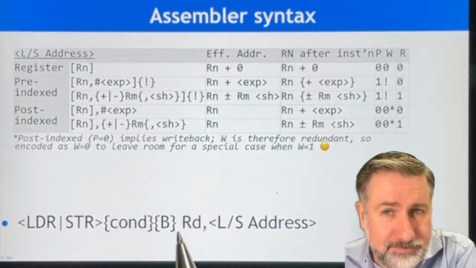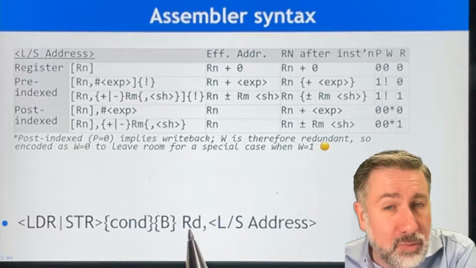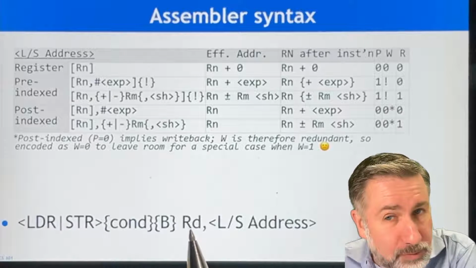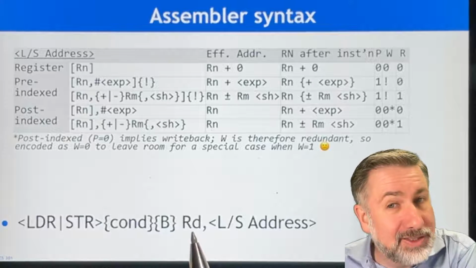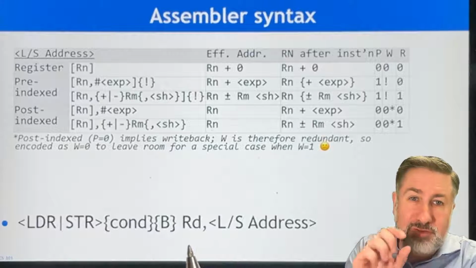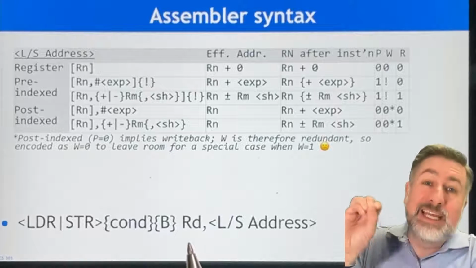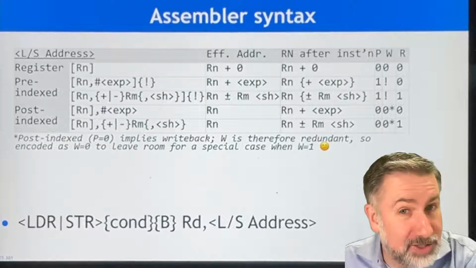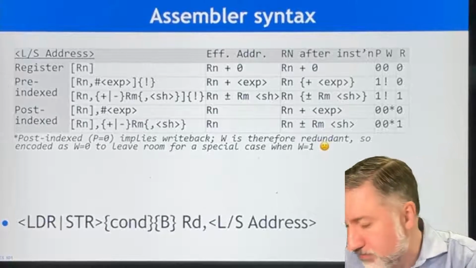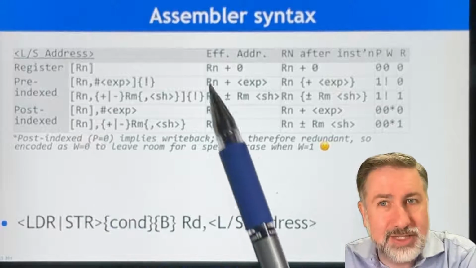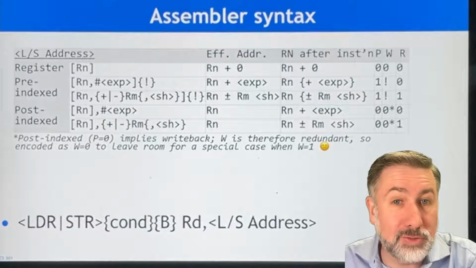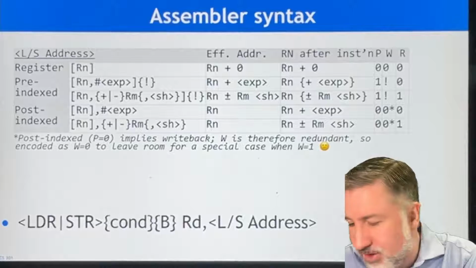Those are your options. Then you specify the register in the register file you're dealing with. Normally we call this the destination register, but don't forget, for storing, this is actually the source. You're moving information from the register file, RD, into memory. Still call it the destination register for more confusion. And then the load store address, which is specified in this way. These are the 5 different ways to specify the load store address. So let's have some examples.